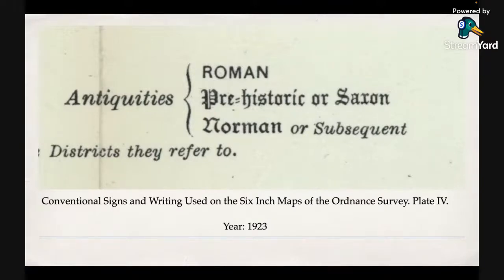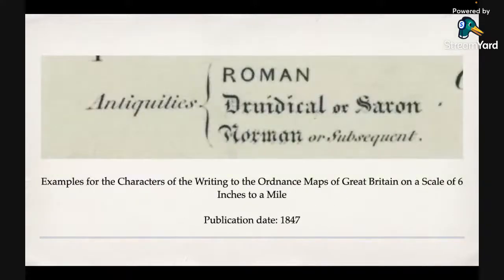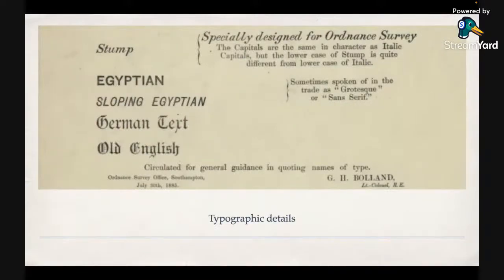And these labels evolved a little bit through time. This is 1923, but you can see, for example, that before, prehistoric was called druidical, which I think is really cool. And the font also got a little bit cleaned up, and luckily it became a little bit more readable than it was in 1847. And actually, these fonts were developed specifically for the Ordnance Survey maps. The one for Roman antiquities, I kid you not, is called Egyptian. The one for prehistoric and Saxon is called Old English. The one for Norman is called German.